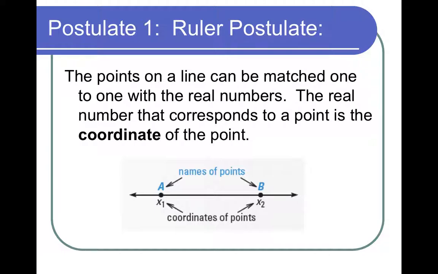If you think about it, it's called the ruler postulate. A ruler without any numbers on it wouldn't be very valuable. So you need numbers on them, called coordinates, so that you can actually determine measure. That's the first part of the ruler postulate, that points can be matched one-to-one with coordinates.